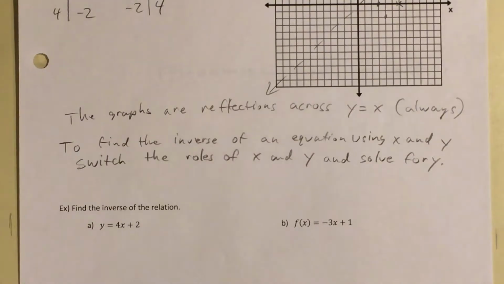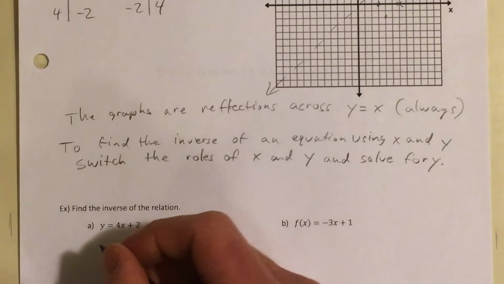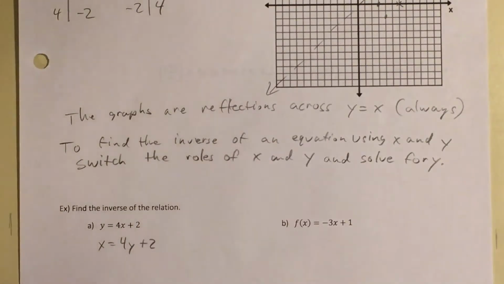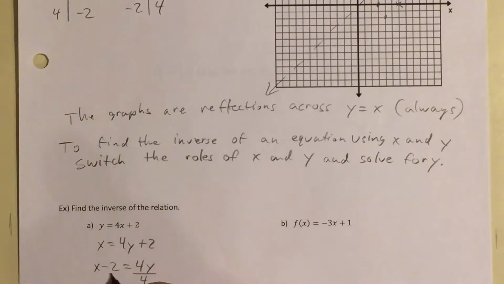Find the inverse of the relation y equals 4x plus 2. Well, we're going to swap x and y, and we are going to solve for y. Subtract a 2 over. Divide by 4. Now keep in mind, when we multiply or divide, ideally we'll distribute across addition and subtraction. So that's what I'm going to do here. I'm going to divide both of them.